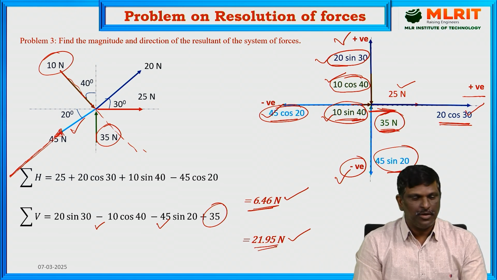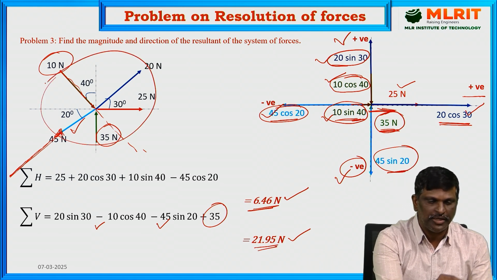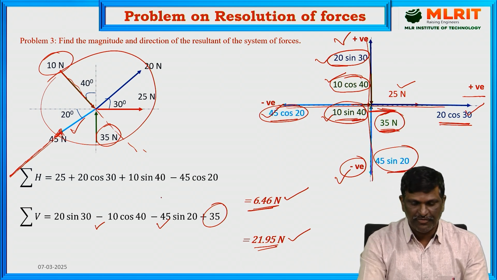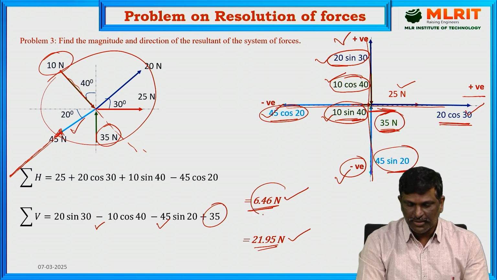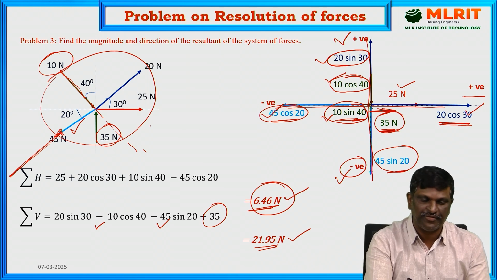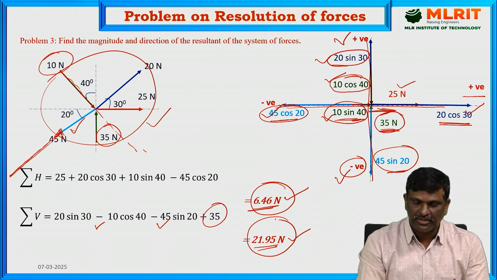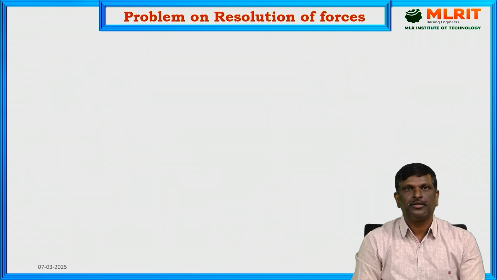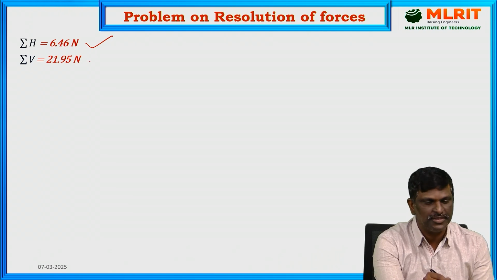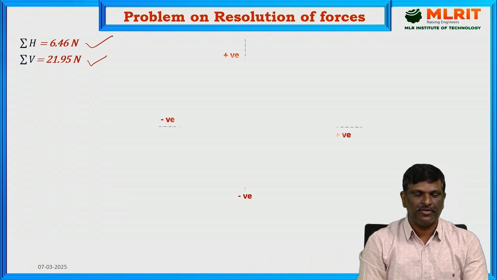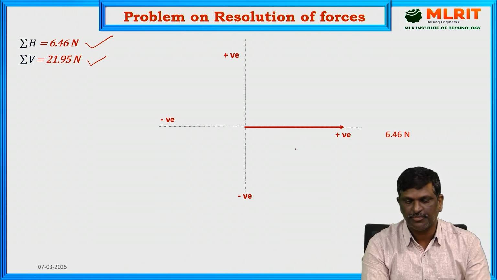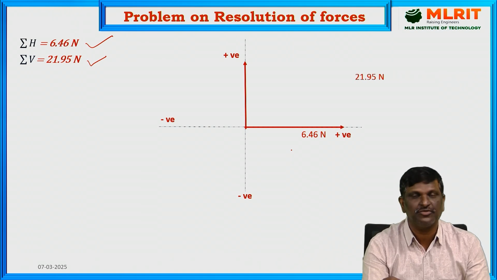Now all the forces acting on the body are resolved into horizontal and vertical components, and finally we found one combined horizontal effect and net vertical effect. Now sigma H is 6.46, sigma V is 21.95 newtons. Sum of all horizontal components is 6.46 and sum of all vertical components is 21.95.